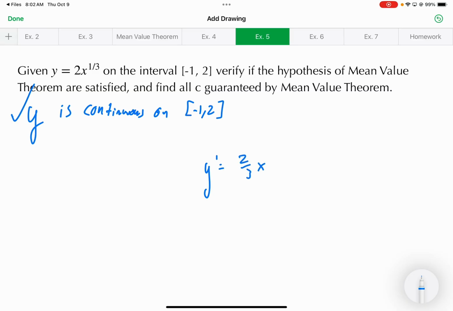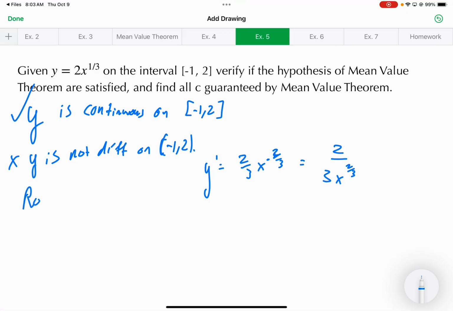You'd have 2/3 x to the -2/3, also known as 2 over 3, and then x to the 2/3 in the denominator. And then when we write our derivative that way, we can see, oh, I now have a denominator and an instance for it to be discontinuous. So since my derivative is discontinuous at 0, that means it is not differentiable. So y is not differentiable on my open interval from -1 to 2.